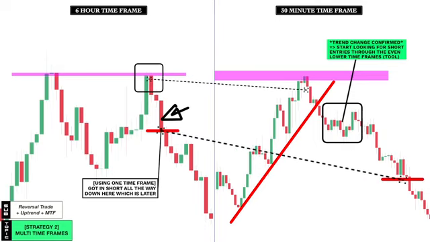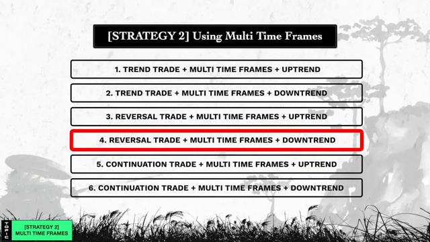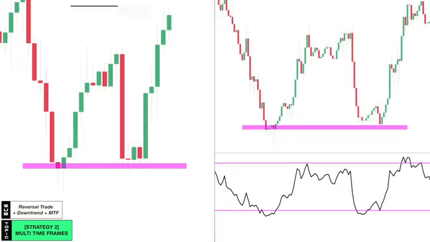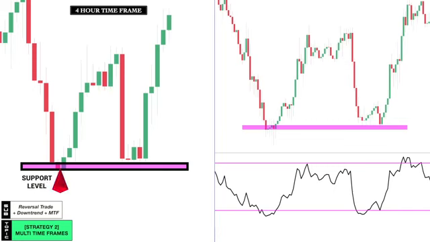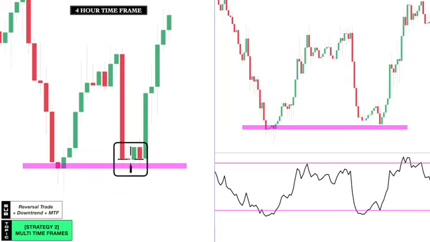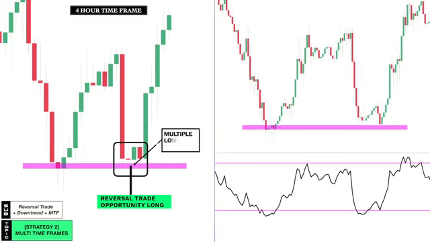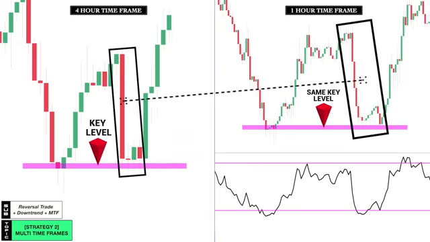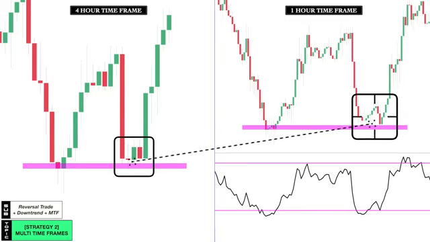So going in the opposite direction, a reversal trade in a downtrend using multi time frames. So on the left is the 4-hour time frame. You had your key level of support because of this reversal point. And this is where your reversal trade opportunity long presented itself. And it's where you had multiple long wick candles form at the level. So then on the right is the 1-hour time frame that was used for an entry point. Same key level, same pullback. This area here is this same area here.